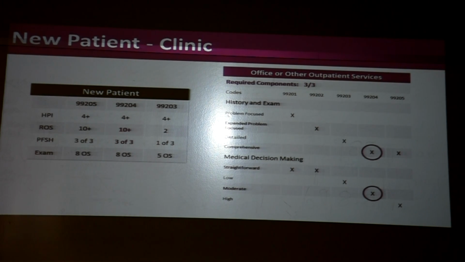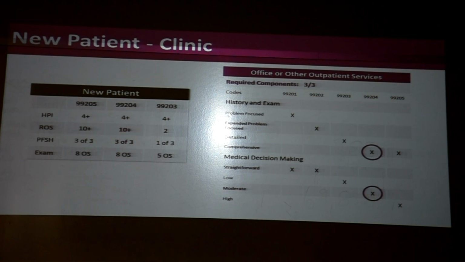But typically, your new patients should be falling about in the 4. You'll see the requirements there for a level 4 is 4 HPI. And you all know the different HPI elements: location, quality, duration, timing. A patient comes in with a chief complaint of abdominal pain, and you're just explaining what's happening with that chief complaint. In order to code up to that level 4, we need at least 4 HPI elements.